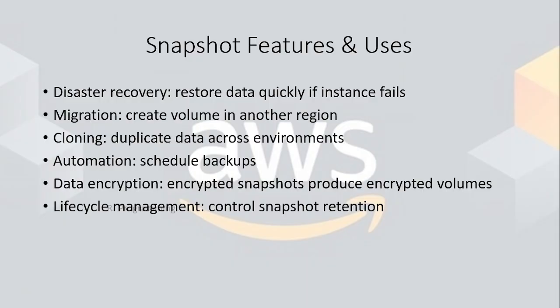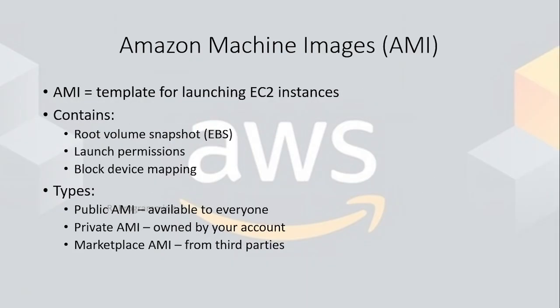Let's move on to AMIs, or Amazon Machine Images. It's like a blueprint used to create new EC2 instances. It contains a snapshot of the root EBS volume along with metadata such as block device mappings and permissions. AWS provides public AMIs like Amazon Linux or Ubuntu, and you can create your own private AMIs for your organization. There are also marketplace AMIs provided by third parties that come pre-configured with software.